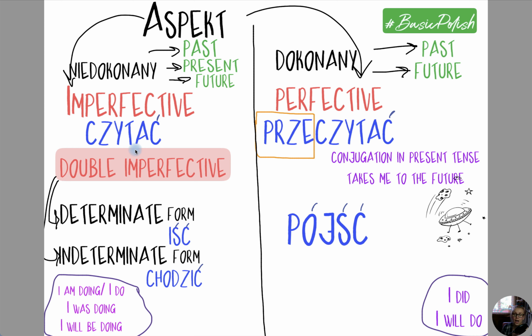So I'm just going to say a few sentences in the past so you can listen to it, but I'm not going to type anything. So if I said czytałam, I'm going to say that I was reading. Just by adding different endings to imperfective verbs, we will be saying that we were doing something. Okay?